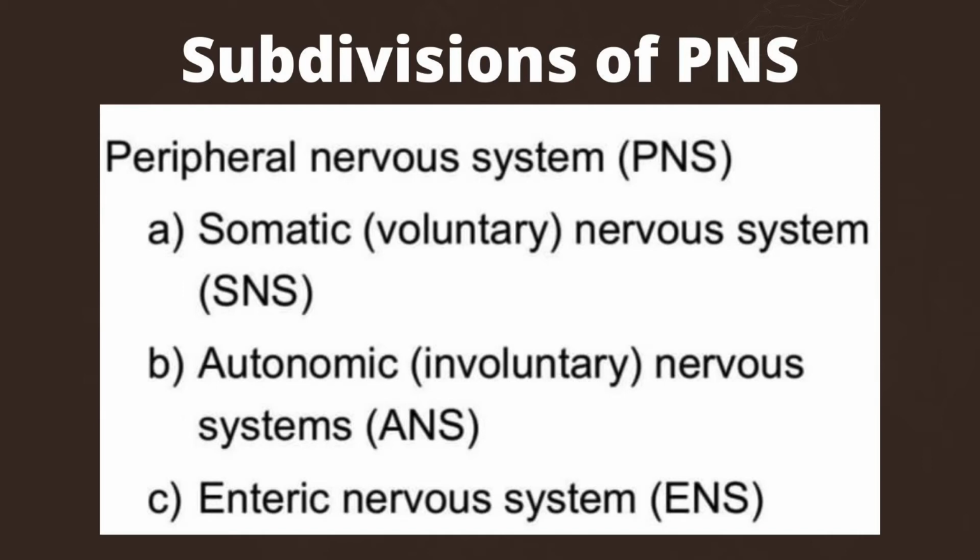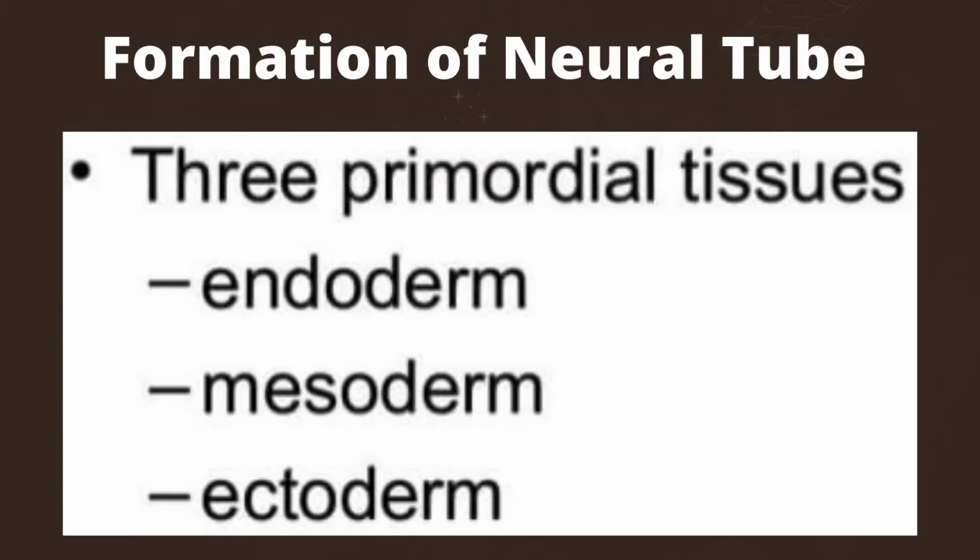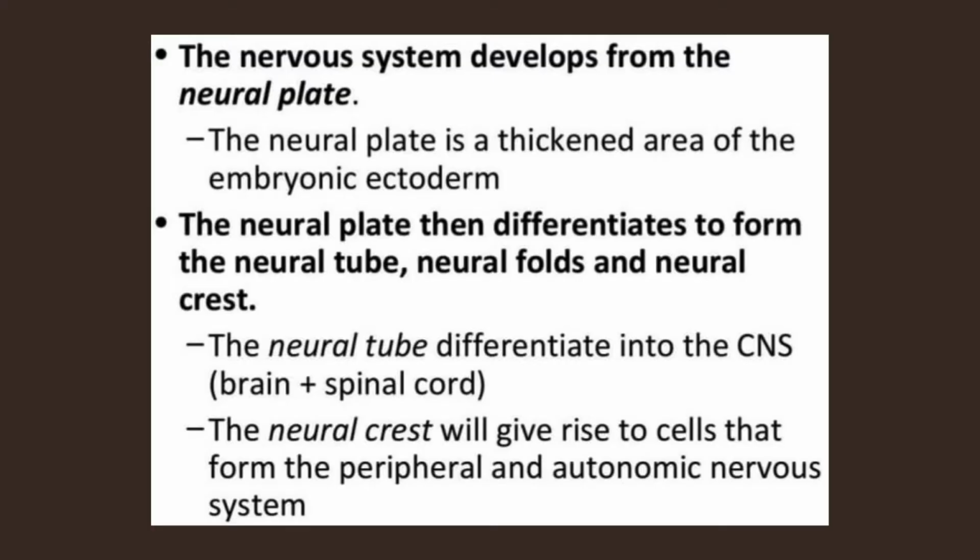After that we will talk about formation of neural tube. Three primordial tissues: first one is endoderm, second one is mesoderm and third one is ectoderm. Then the nervous system develops from the neural plate. The neural plate is a thickened area of the embryonic ectoderm. The neural plate then differentiates to form the neural tube, neural folds and neural crest. The neural tube differentiates into the CNS, brain plus spinal cord. Second point is, the neural crest will give rise to cells that form the peripheral and autonomic nervous system.